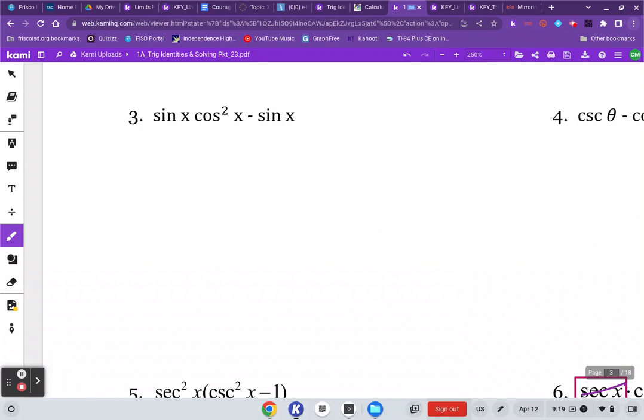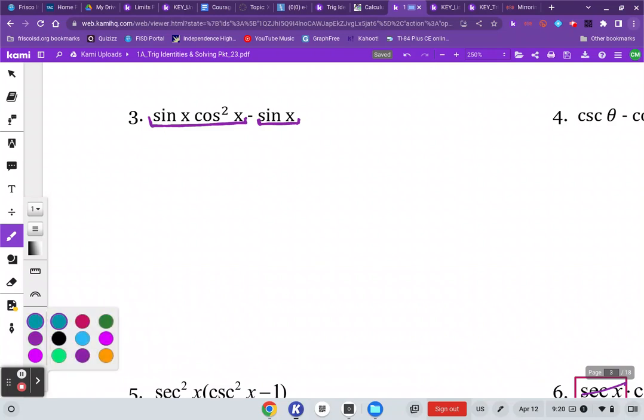Now, this one, number 3, this has 2 terms. We need to think of this as one whole term. It says sine times cosine squared, but we consider that one term. It's as if I were to have, let's say, 3x squared. 3x squared has more than one part, but we would consider this one term in a polynomial. So that's one term, and then it has subtraction, and then sine of x. This is 2 terms. So I have 2 separate terms, and it looks like they have something in common.